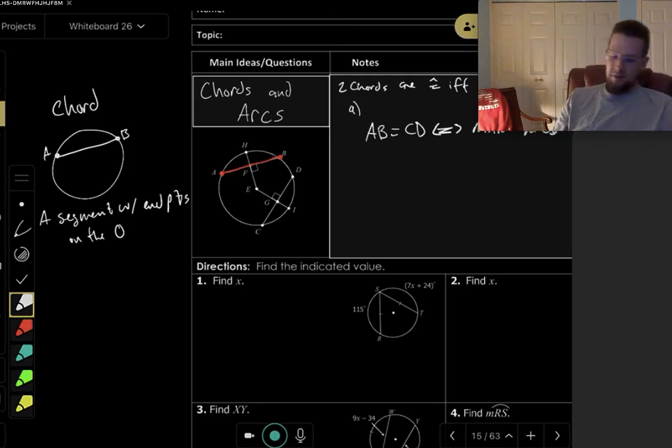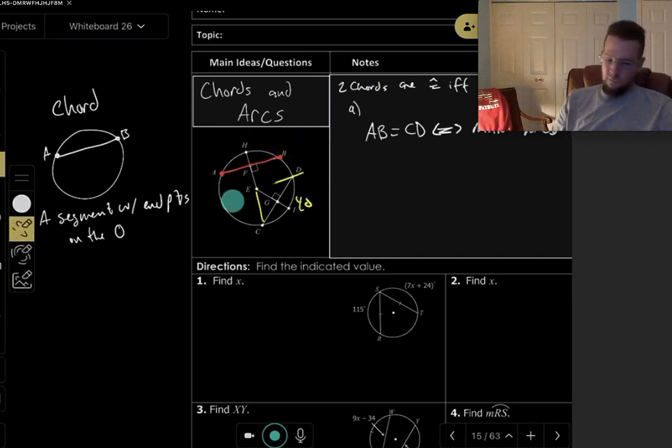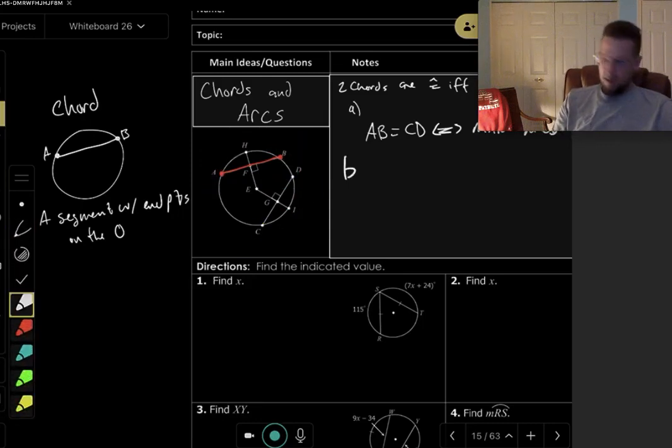So that was the degree measure. For example, let's say this arc is 40 degrees, from here, I guess it would be more. And this one would also have to be 40. So we got that. We also have a second condition, B.